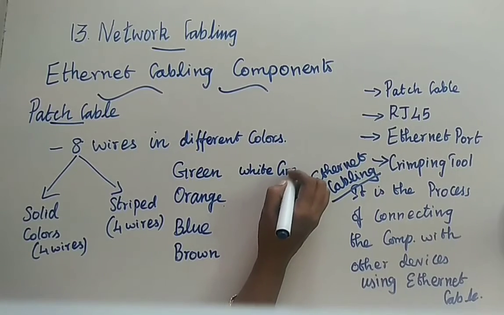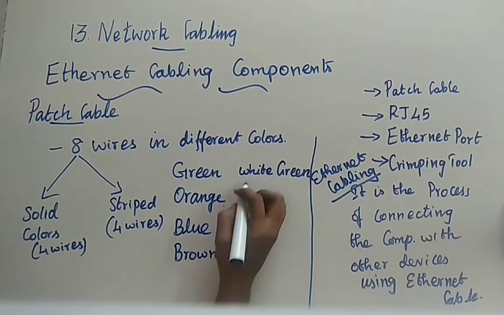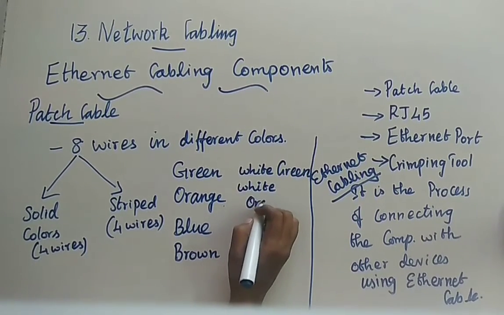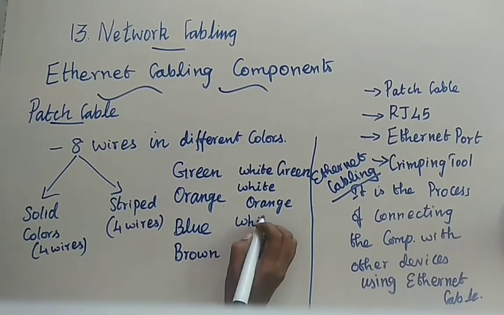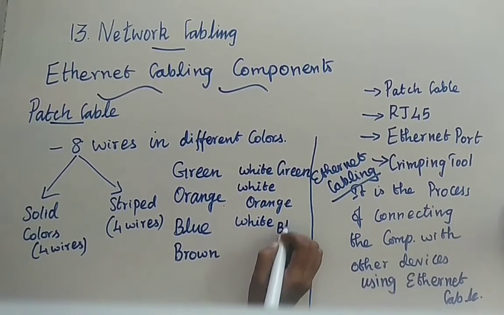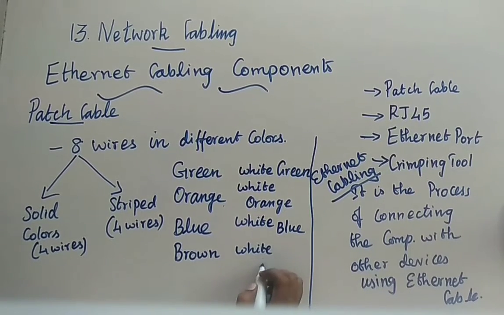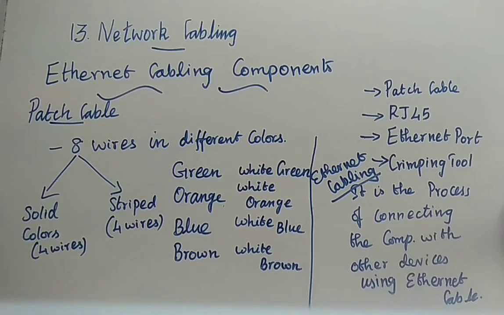White green. And the next one is your white orange. And the next one is your white blue. And the next one is your white brown. So totally these are the 8 colors that are seen under the patch cable.